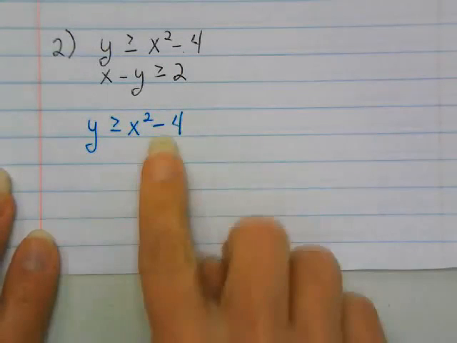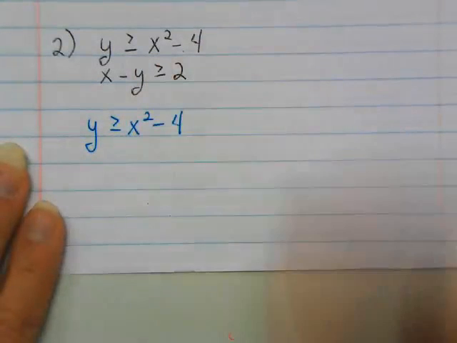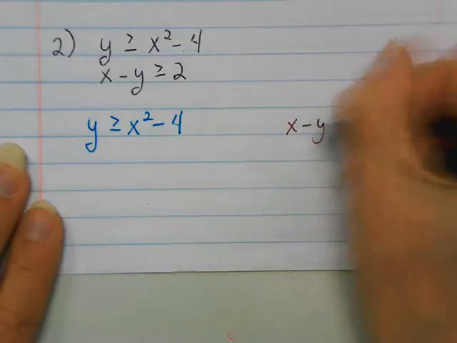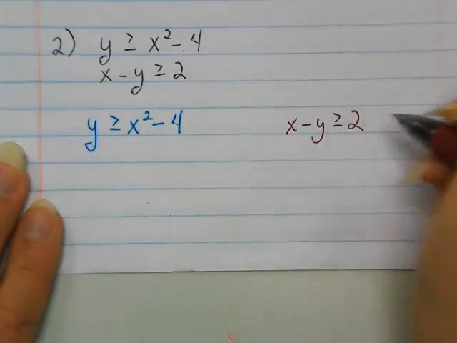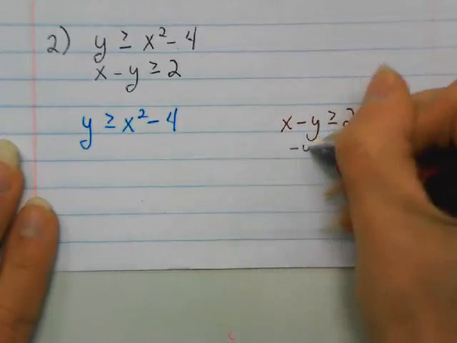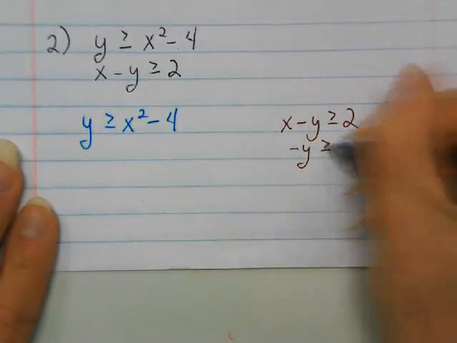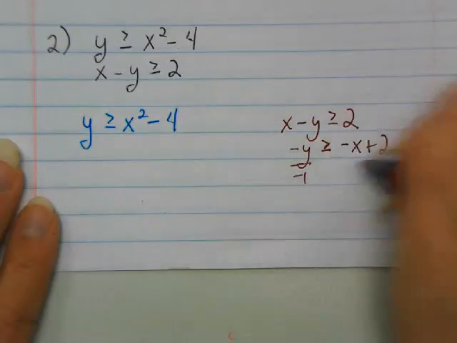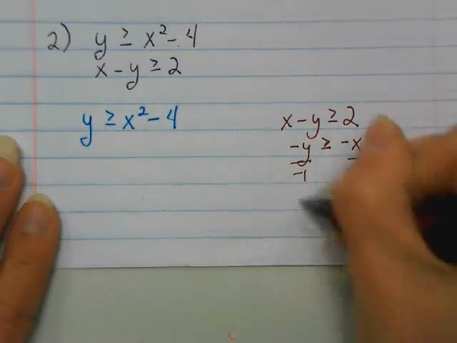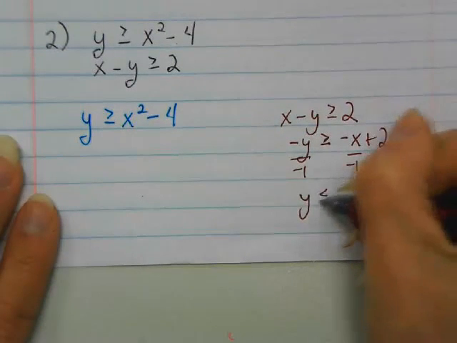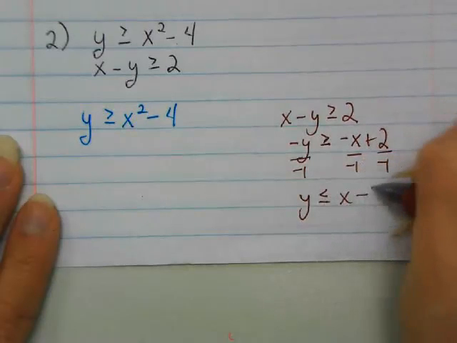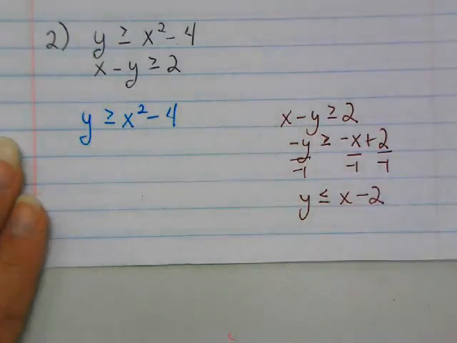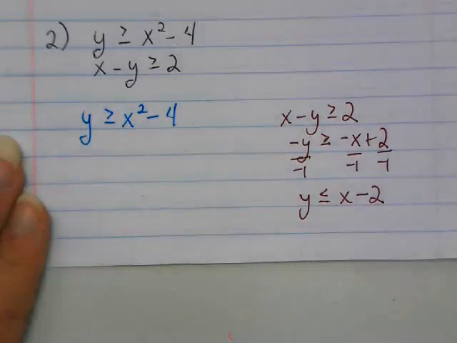And now I'm going to have this one I need to go ahead and solve. X minus y is greater than or equal to 2. So I get negative y is greater than or equal to negative x plus 2. Now when I divide by my negative 1 again, be careful because now that becomes a less than or equal to x minus 2. Alright, we ready to graph? Let's graph this parabola first.